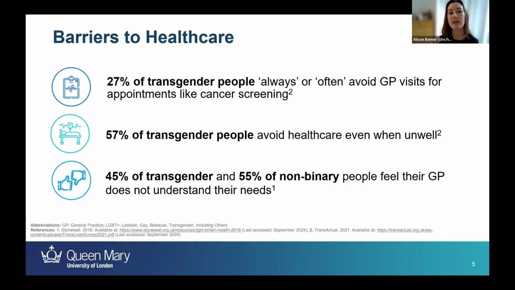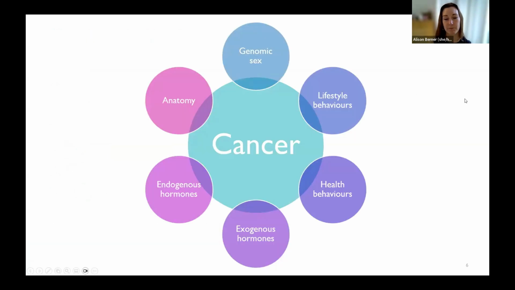And this is important because trans and gender diverse people experience numerous barriers to healthcare. This is data from back in 2018 from Stonewall, with large percentages of this community feeling that they avoid visits to the GP for, say, routine cancer screenings, avoiding healthcare even when they're really unwell, and feeling that their healthcare professionals don't understand their needs. And if this is the basis that we're working from in terms of trying to improve cancer care and engage this community in research, then we have a lot of work to do.